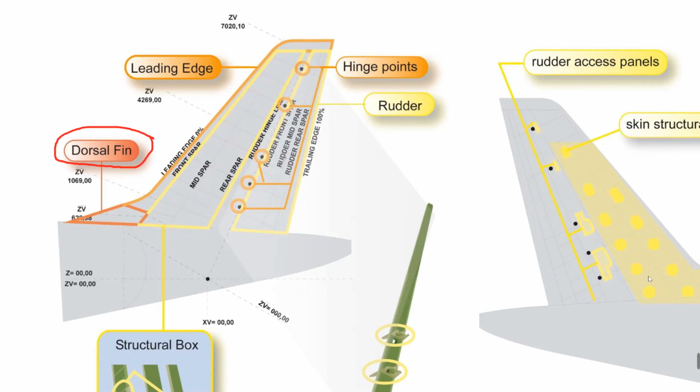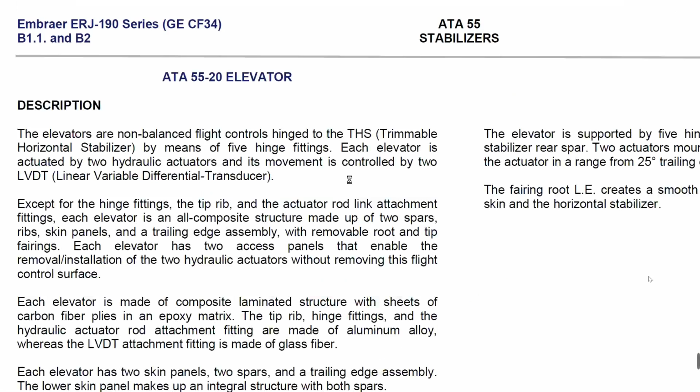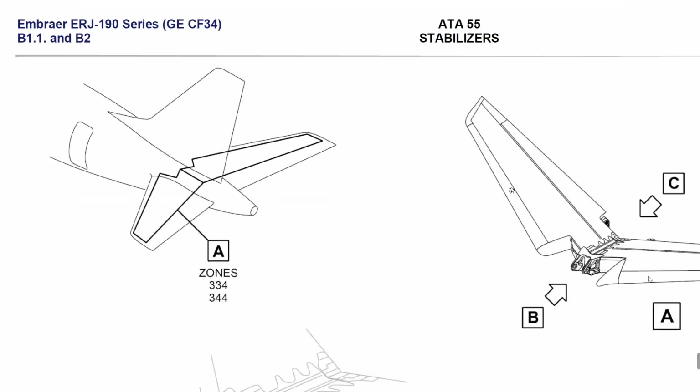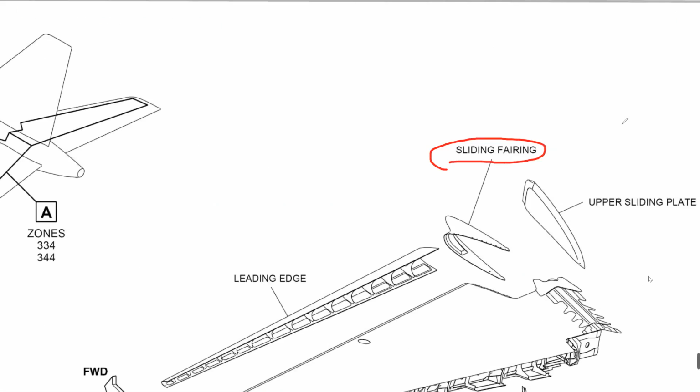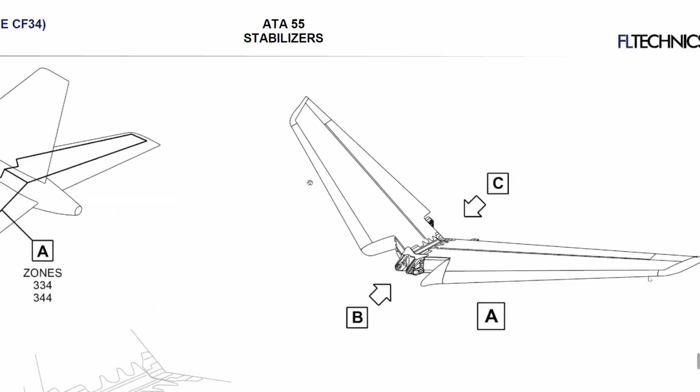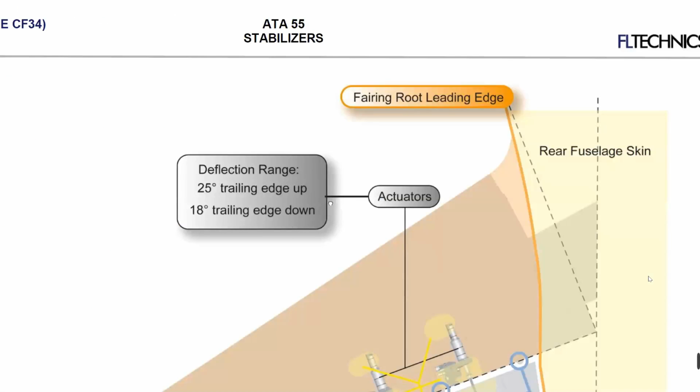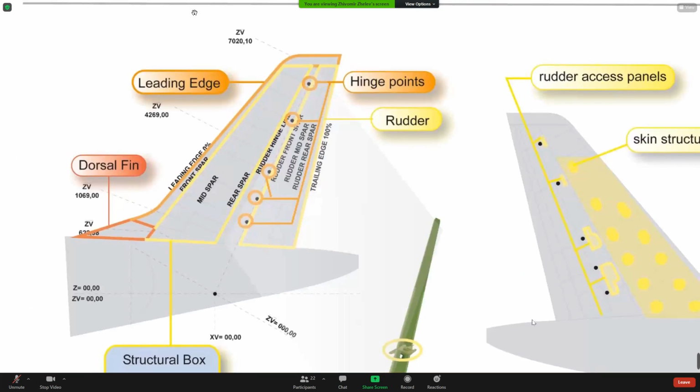Something specific here, on the lower area, we have a component which is called dorsal fin. This dorsal fin is similar to our sliding fairing, and the purpose is to improve the aerodynamic smoothness between the fuselage and the vertical stabilizer. It makes the airflow pass smoothly here. Also, this area is related to the HF antenna, the high frequency communication system. The antenna is here, in the leading edge.